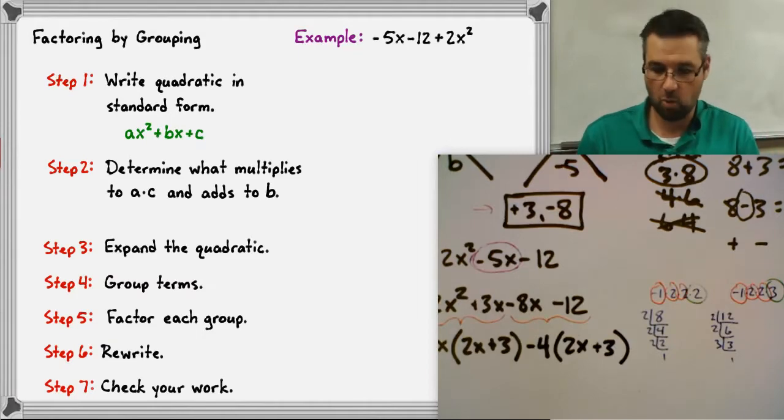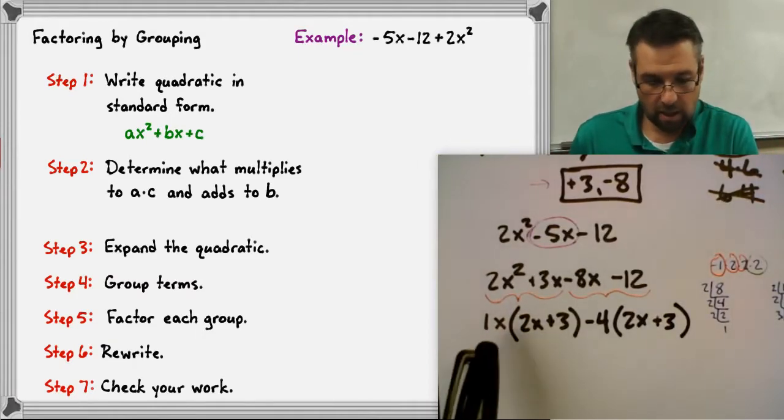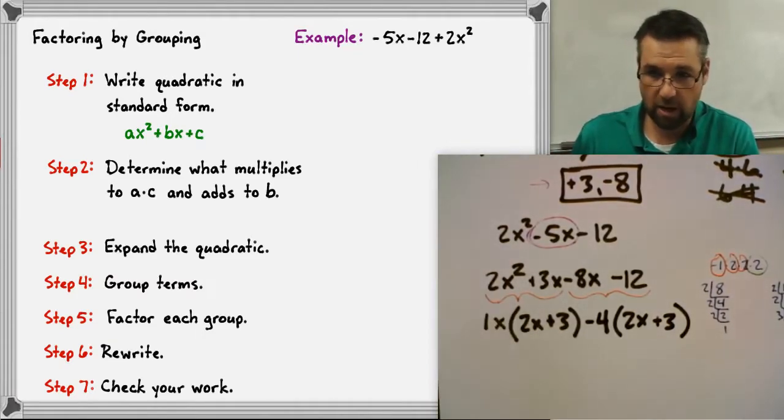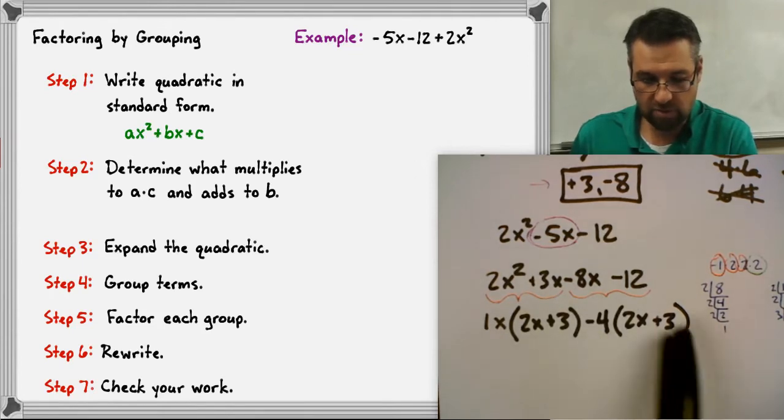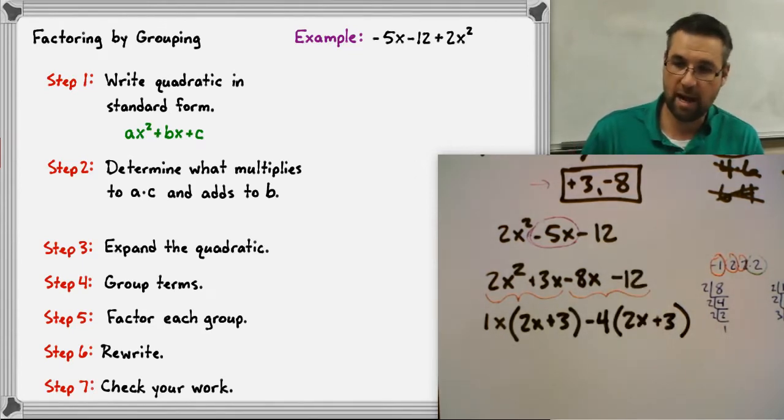We want to double check our work to make sure it makes sense. 1x times 2x is 2x squared. 1x times 3 is 3x. Negative 4 times 2x is negative 8x. And negative 4 times 3 is negative 12. So we know we're on the right track here.